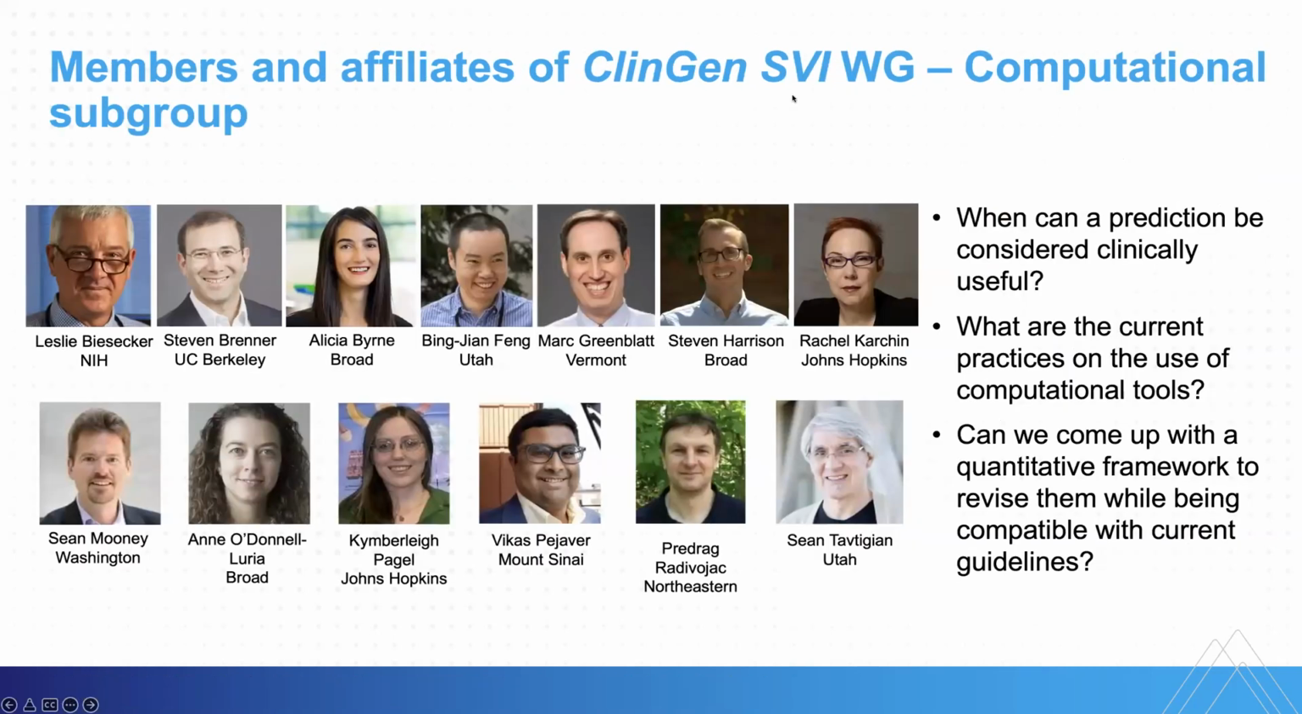So we basically got together as a group and tried to address these questions. When can a prediction from these tools be considered clinically useful? What are the current practices in the use of these tools? And can we come up with a quantitative framework to revise these while being compatible with current guidelines? So these are 3 broad questions. The group consists of people with different expertise and different stakeholders, so it was fascinating to learn how all of these ideas could come together.